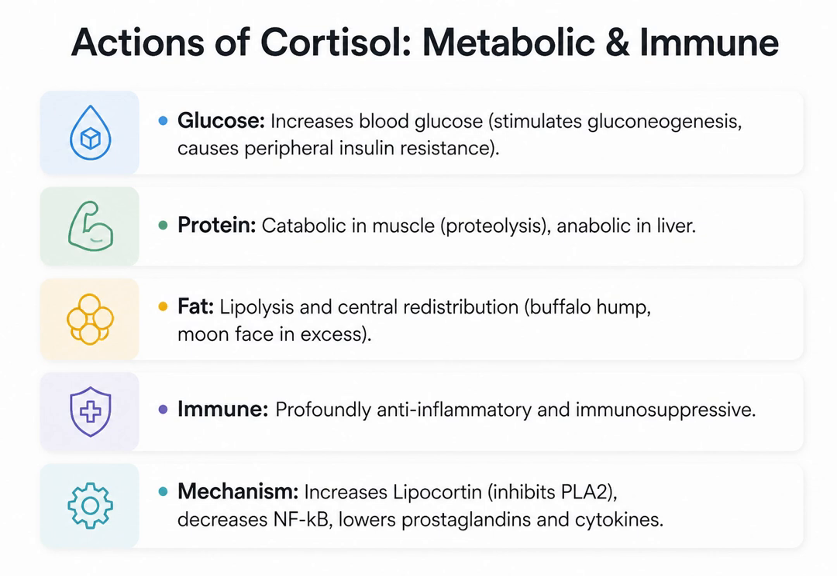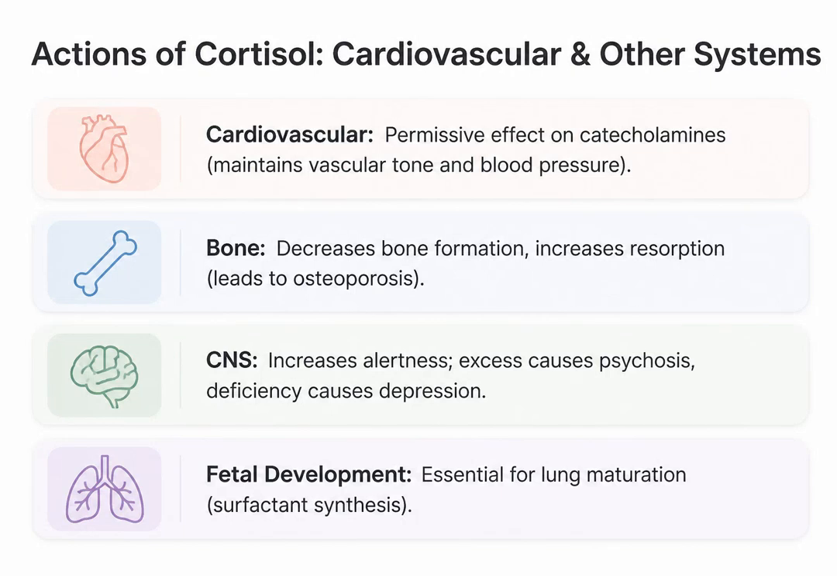It blocks the arachidonic acid cascade by upregulating lipocortin, effectively shutting down prostaglandin and cytokine production. Beyond metabolism, cortisol is vital for cardiovascular stability. It has a permissive effect on catecholamines. Without cortisol, your blood vessels simply won't respond to adrenaline, leading to refractory hypotension. It also stimulates alertness in the brain, though excess can cause psychosis.